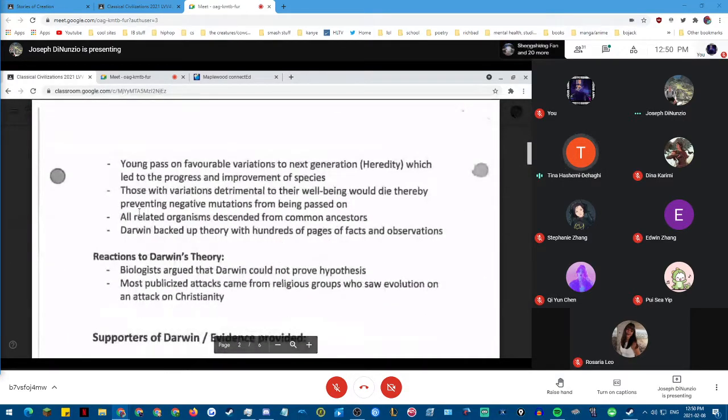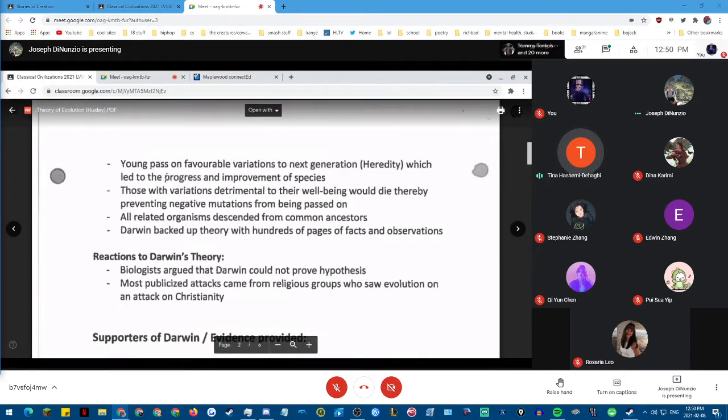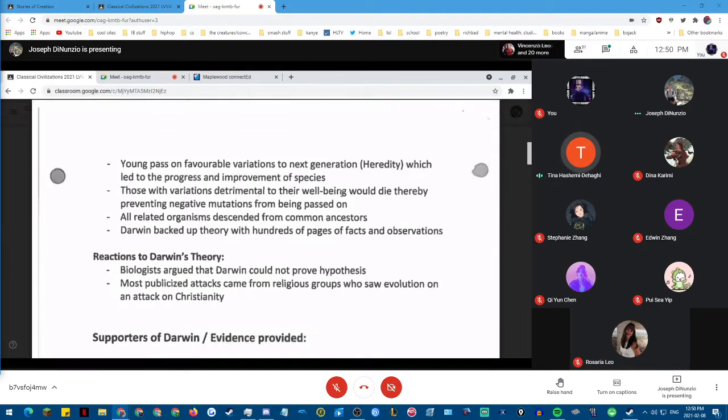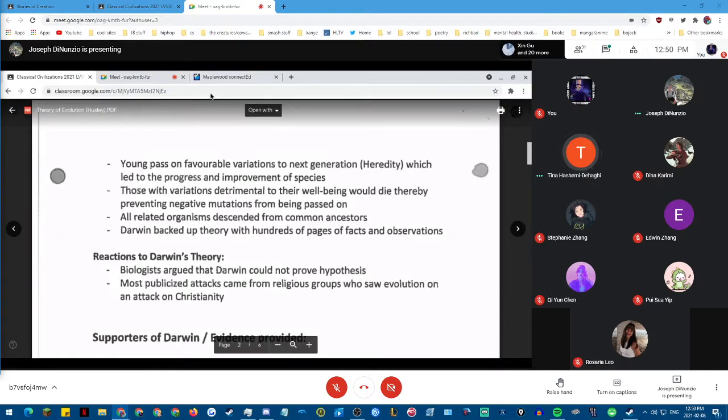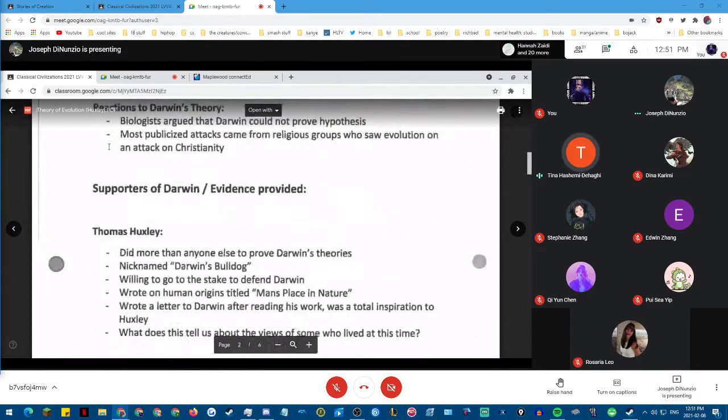So the young pass on favorable variations to the next generation, so heredity, which will lead to the progress and improvement of species. Those with variations detrimental to their well-being would die, thereby preventing negative mutations from being passed on. All related organisms descended from common ancestors. Darwin backed up his theories with hundreds of pages of facts and observations. Reactions to Darwin's theory: biologists argued that Darwin could not prove his hypothesis, and most publicized attacks came from religious groups who saw evolution as an attack on Christianity.